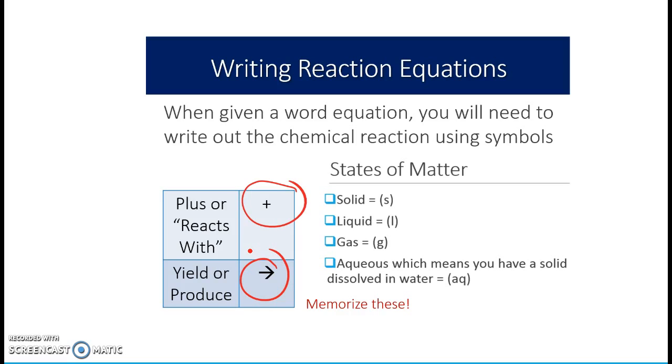You'll need to know 4 different states of matter. Solid is a lowercase s in parentheses, liquid is a lowercase l in parentheses, gas is a lowercase g in parentheses, and then aqueous. This means that you have a solid dissolved in water, and we abbreviate that as aq.